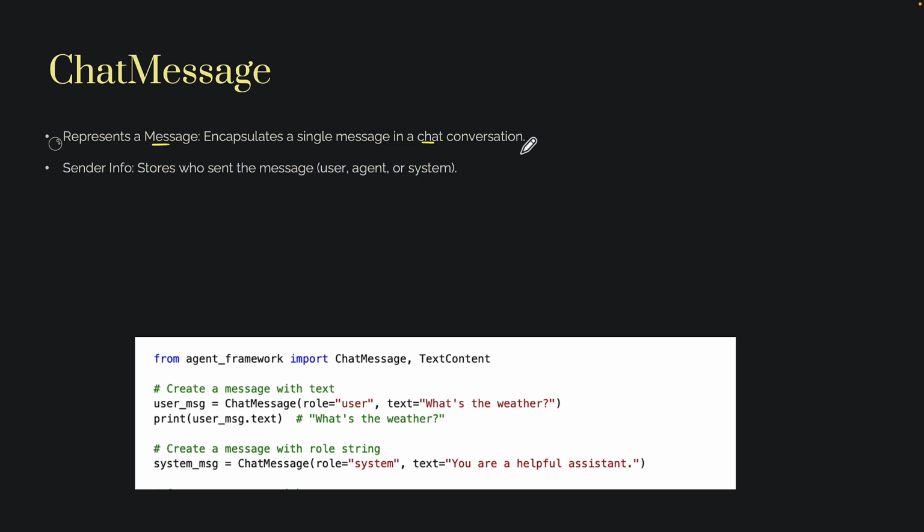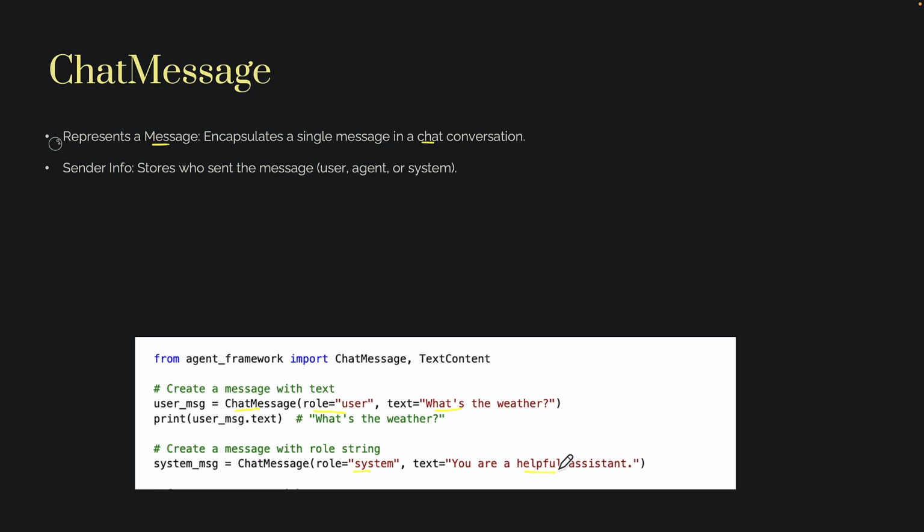Then it says it stores who sent the message: user, agent, or system. The best way to understand this is to look at the chat message here. We are instantiating the chat message and clearly specifying the role as user and the prompt that you're giving: what's the weather? And when you're sending a system prompt, you are clearly saying the role is system, and you are a helpful assistant. So the message remembers who sent it. It will know whether the message was sent by a user, by an agent, or the system. And this is really important.